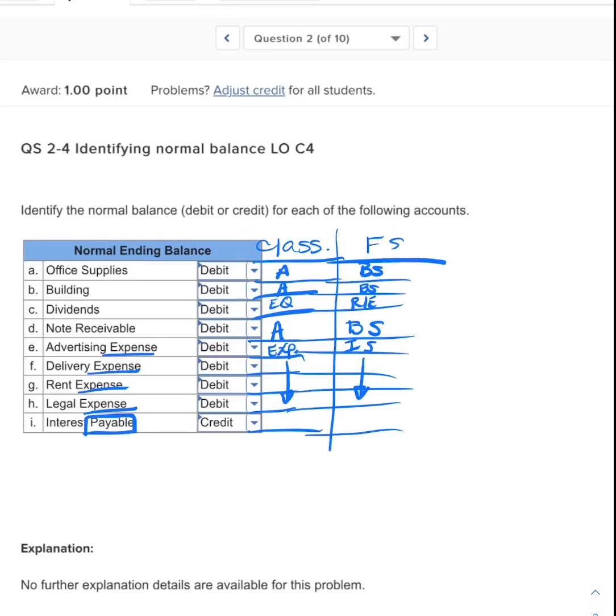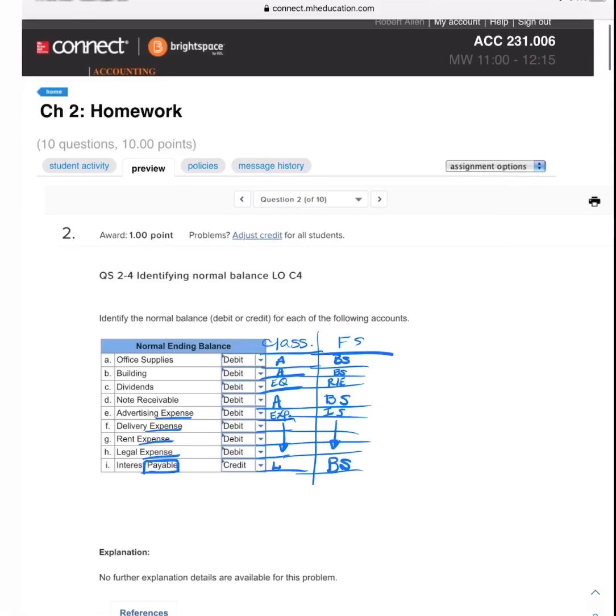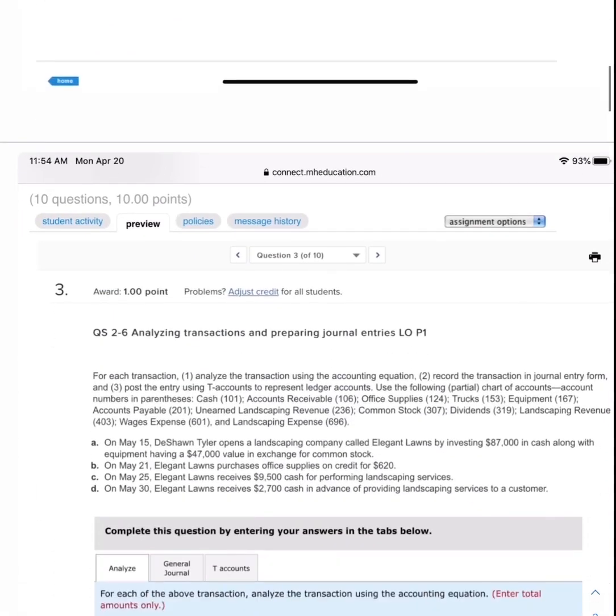Because it's a payable, we have not actually turned loose of any cash yet. That makes it a liability because we will have to pay it in the future, and liabilities go on the balance sheet. Because it is a liability, the normal balance is a credit. So hopefully this is making some sense to you.